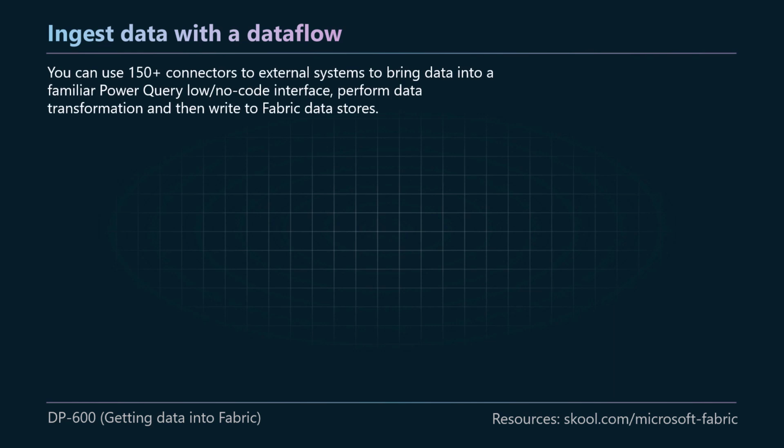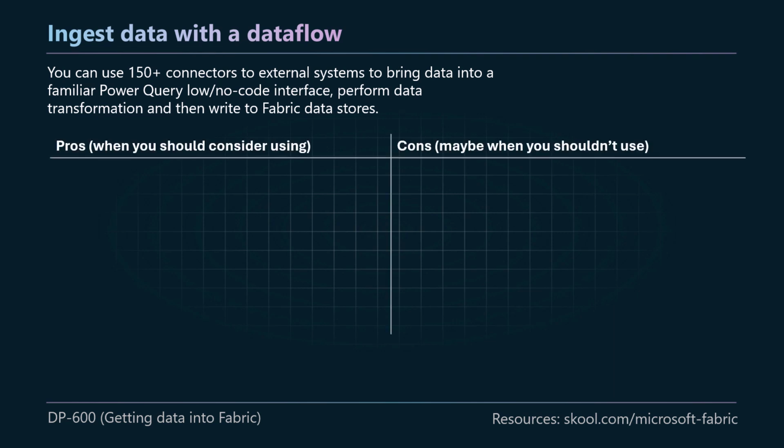So as you know, the data flow comes with about 150 connectors to external systems, and you can bring that data in using Power Query, that no-code, low-code interface, and you can do data transformation on that data before writing it to one of the Fabric data stores. So when should you use it, and maybe when should you not use it? Well, if you want to use any of those 150 connectors, then it's definitely good to use data flows. It's a no and low code solution, so it's quite maintainable. If you have people who perhaps don't have SQL or Python skills in your organization, this is a good method.